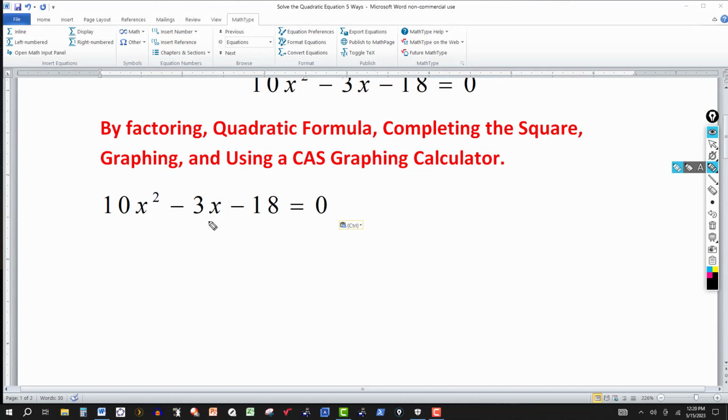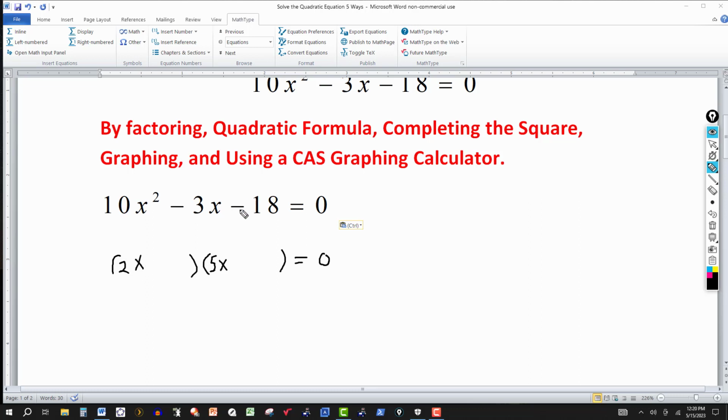One side is 0. So we try to factor the left side. We look for common factors. No common factors other than 1. So we put two sets of parentheses here. And we look for factors of 10 here, factors of negative 18. That'll give us this negative 3x for the middle term. So for 10x squared, we can try 2x, 5x, 10 and 1. Play around with these.